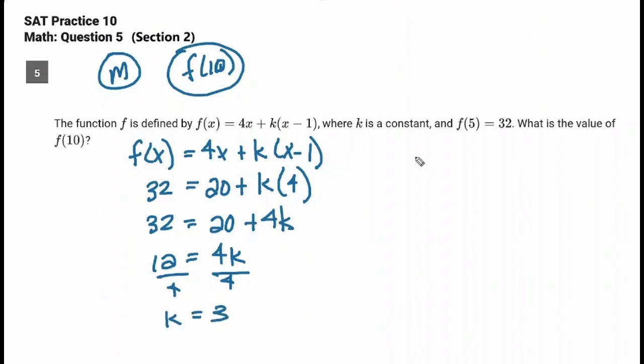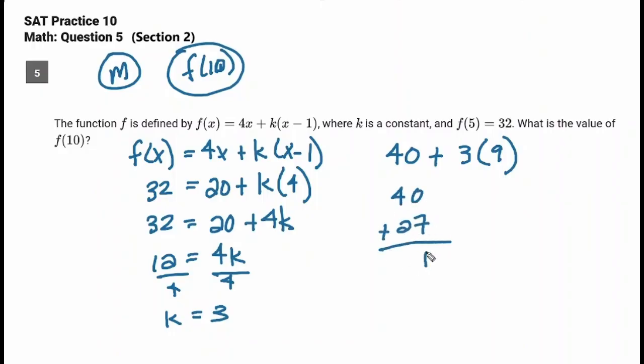Cool. So now we know what k is. We're going to run the function again for f of 10. So every time we see an x, what are we going to put in? 10. All right, so 4 times 10, that's 40. Plus, now we know what k is, that's 3. Times, where we see an x, we're going to put in a 10 minus 1, which is 9. So it's 40 plus 27. And that's 67. Get it right. It does take a few steps. It's a medium problem. It's not easy, but it's definitely not hard.